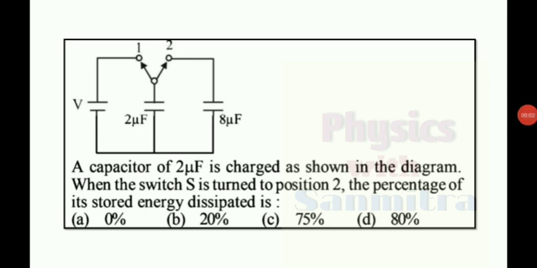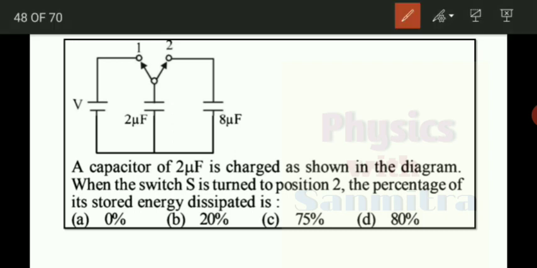A capacitor of 2 microfarad is charged as shown in the diagram. When the switch S is turned to position 2, the percentage of its stored energy dissipated is? So initially, the voltage V is applied across the capacitor, and the 2 microfarad capacitor is now charged to voltage V.